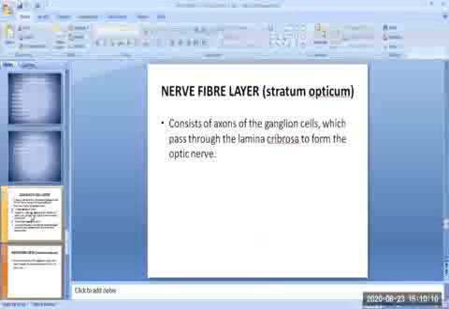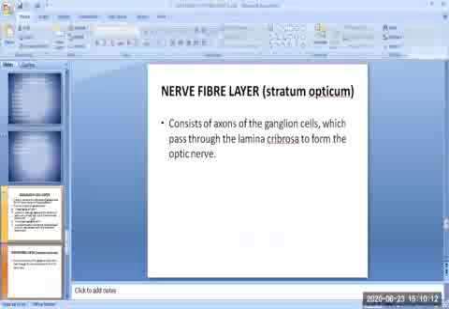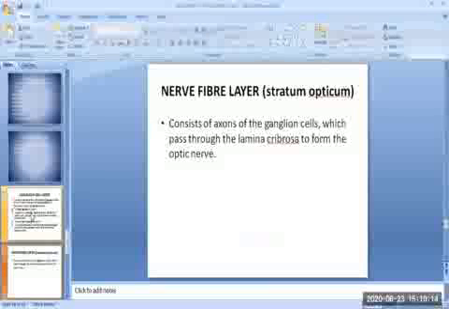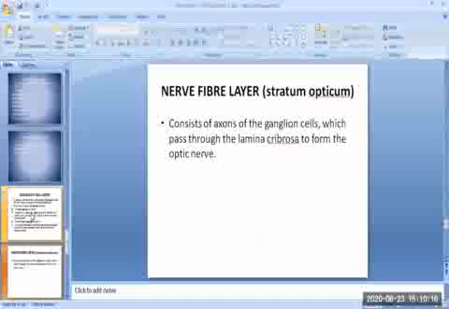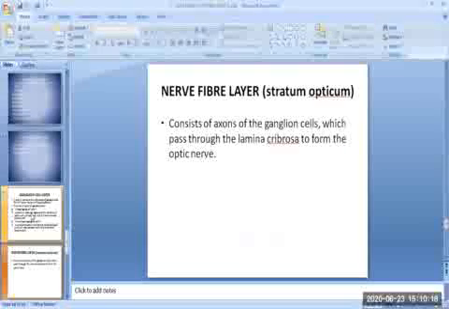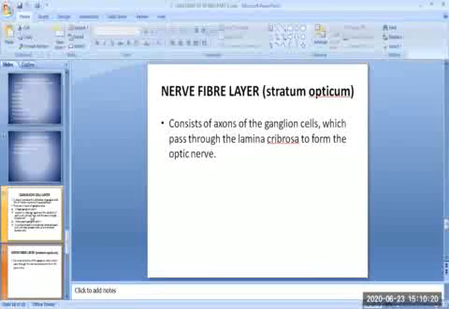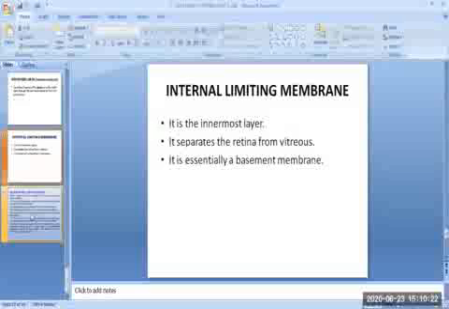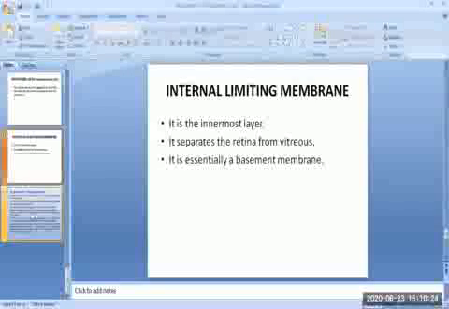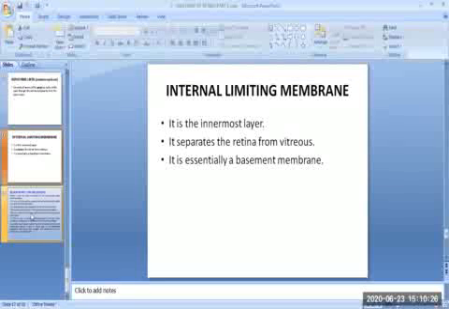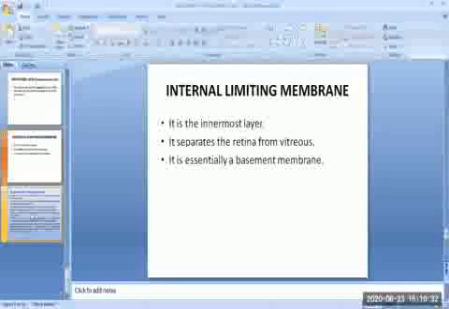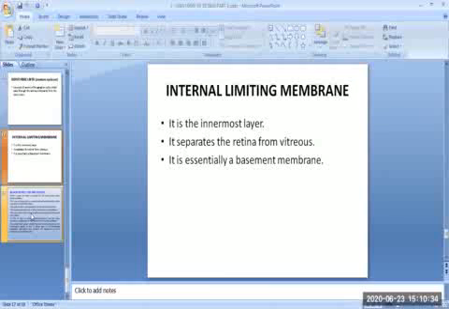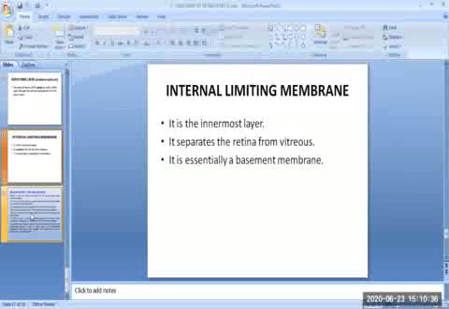The ninth layer is the nerve fiber layer, the stratum opticum, which consists of the axons of the ganglion cells which pass through the lamina cribrosa to form the optic nerve. The next layer is the 10th layer, which is the internal limiting membrane. It is the innermost layer and it separates the retina from the vitreous. It is formed by the union of the terminal extensions of the Mueller's fibers and is essentially a basement membrane.